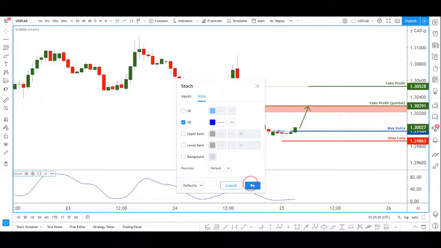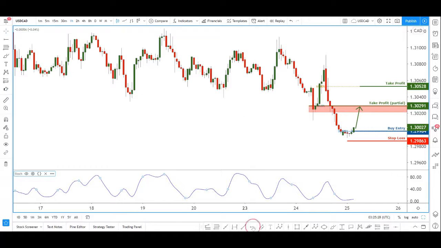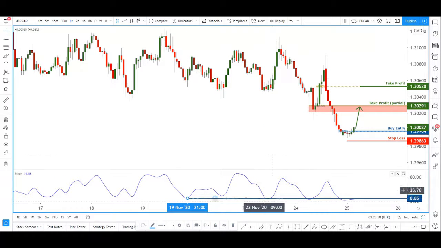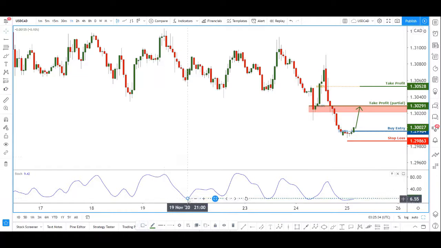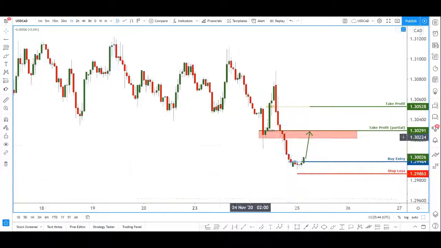We have stochastics that is testing the support level. We draw a line every time it tests the support level. We see that price always bounces over here. Price bounces here. Price reacts as well here as well. In this recent area, and we should expect history to repeat itself again.